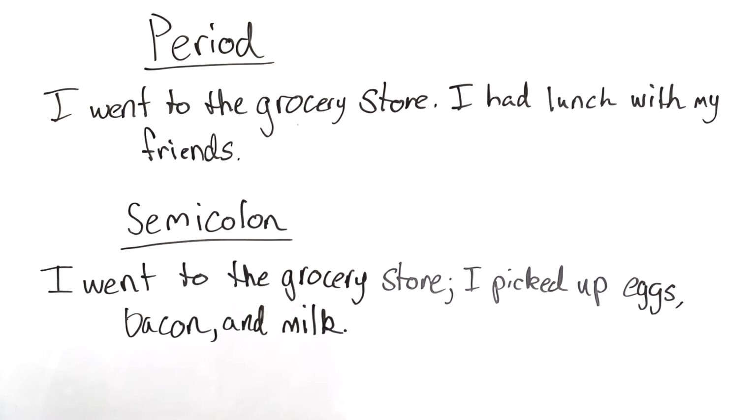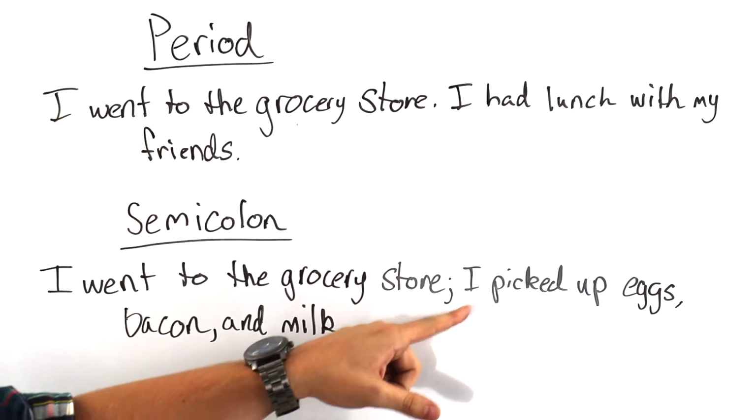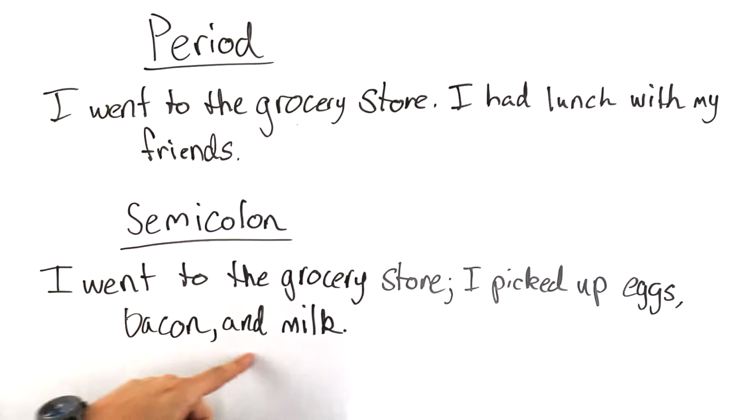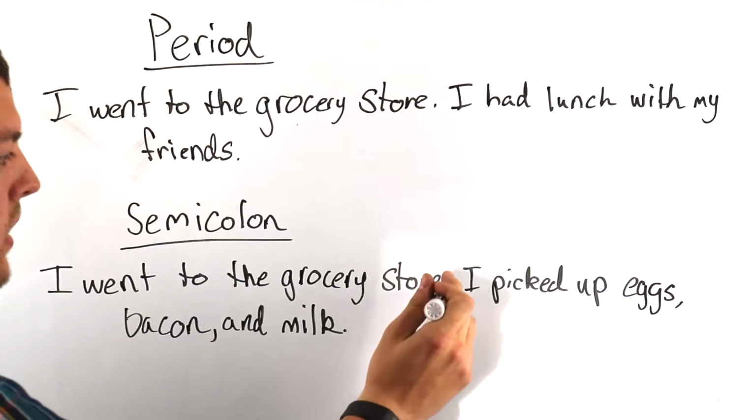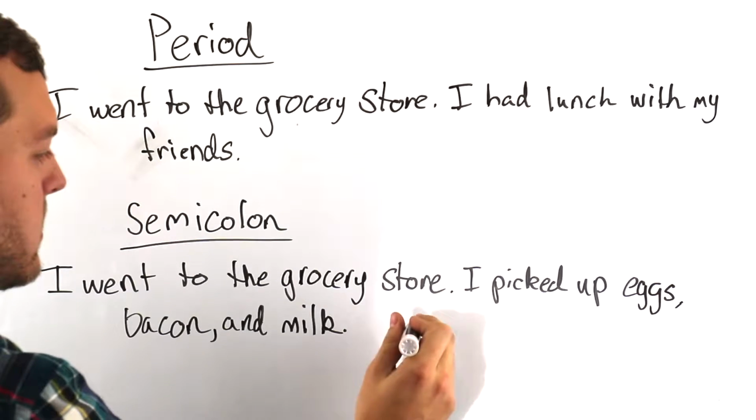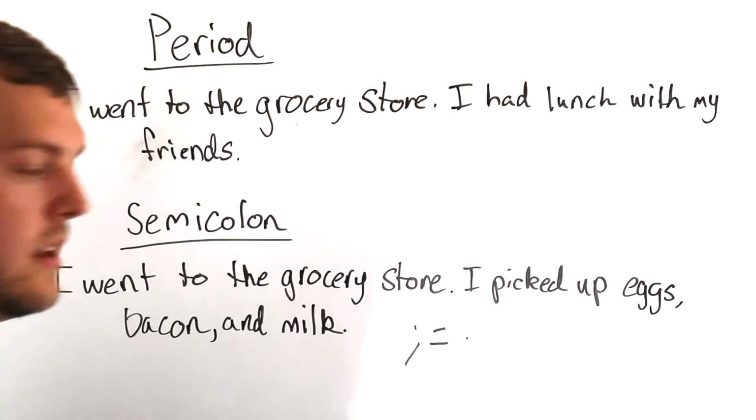A semicolon is used in a very similar way, in the way that we use it to put in between independent clauses. For example, I went to the grocery store; I picked up eggs, bacon, and milk. In this case, the semicolon is being placed in between the independent clause, I went to the grocery store, and the second independent clause, I picked up eggs, bacon, and milk. What's interesting about this is that these two sentences are closely related. I could just as easily put a period there, which means that a semicolon is the same thing as a period.